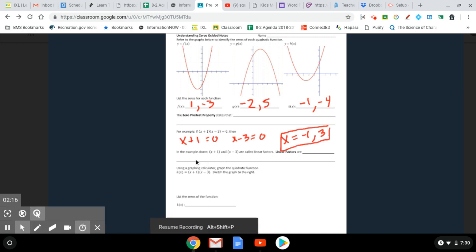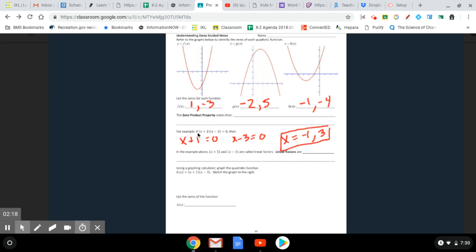Now for this part, it says in the example above that the x plus 1 and the x minus 3 are called linear factors. Okay, well, first of all, we already knew they were called factors because we've been calling them factors the whole time. They're factors because they're two things that multiply to get something else. Okay, because x plus 1 times x minus 3 equals 0. That makes them factors already.